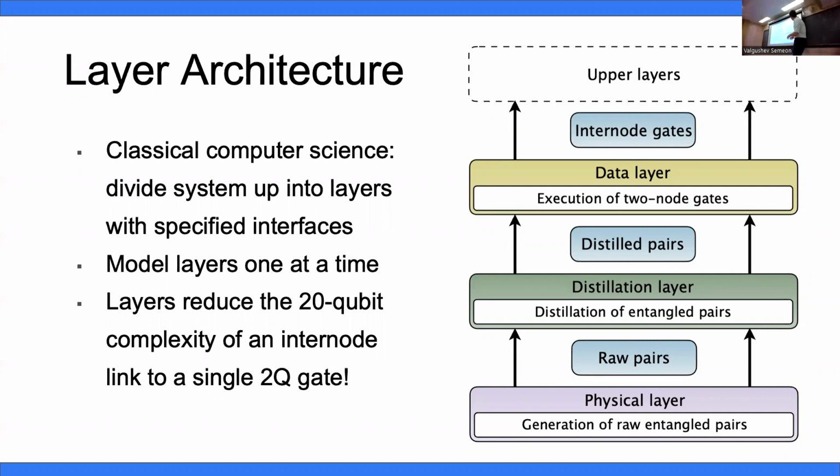So for us, what we want to do is, remember, we're going to generate entanglement. We're going to distill that entanglement, and then we're going to execute remote gates. And then finally, at the top, I have a computer. And I want to do this layer by layer. So each layer doesn't care about the things before.